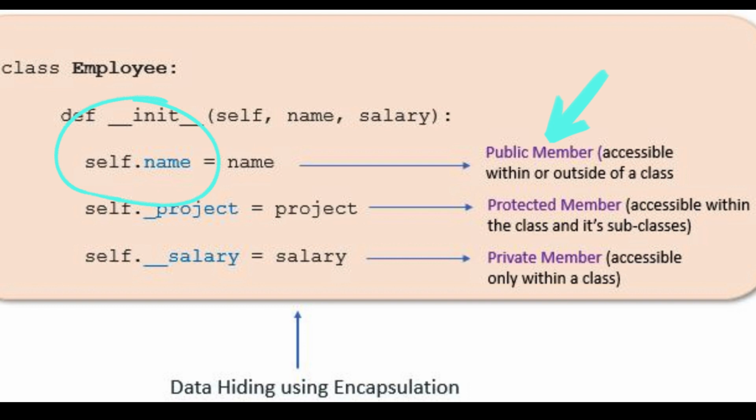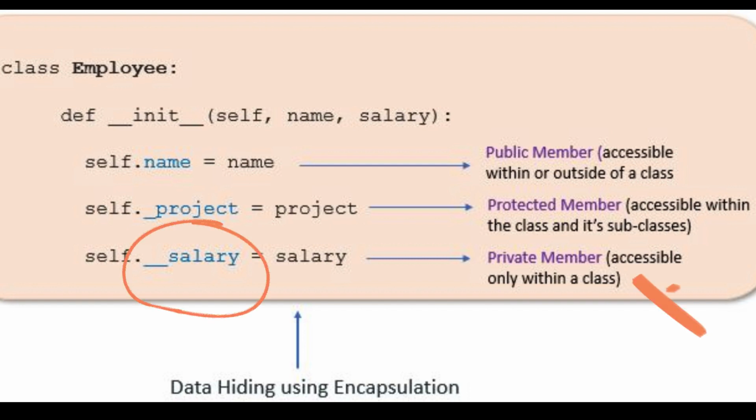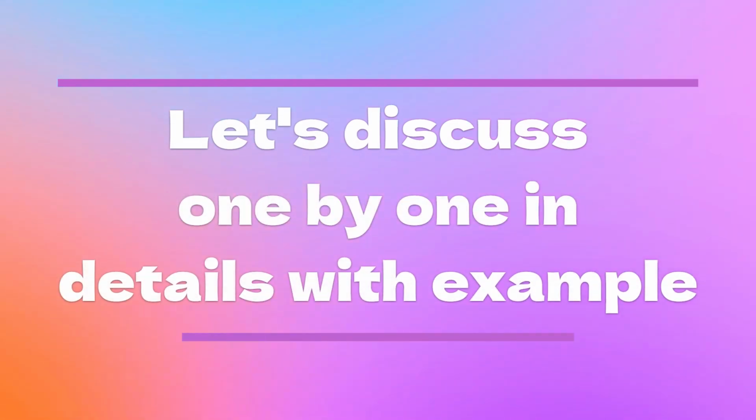1. Public member. It can be accessed anywhere from outside class. 2. Protected member. It can be accessed within the class and its subclasses. 3. Private member. It can be accessed within the class. Let's discuss one by one in details with example.